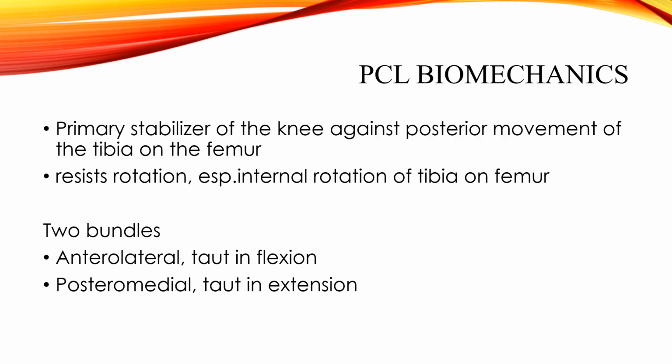PCL biomechanics. It is the primary stabilizer of the knee against posterior movement of the tibia on the femur, and resists rotational forces, especially internal rotation of the tibia on the femur. It has two bundles: the anterolateral is taut in flexion while the posteromedial is taut in extension.